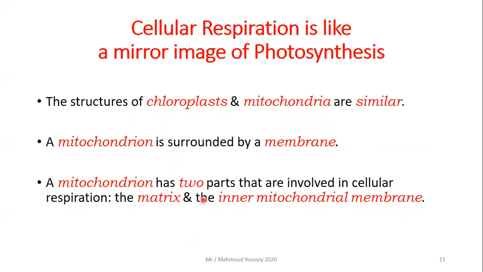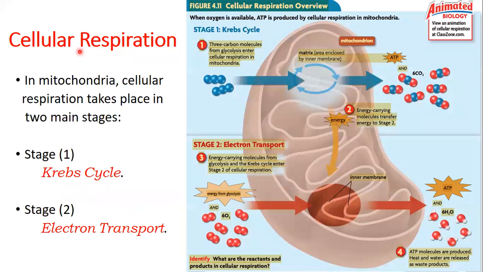So let's talk more about cellular respiration. Look at this picture. Cellular respiration in mitochondria takes place in two main stages. Number one is named the Krebs cycle, and number two, electron transport. These are the two stages of cellular respiration. So let's take a good look at this picture.